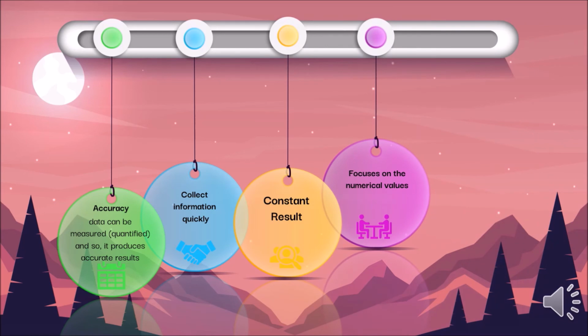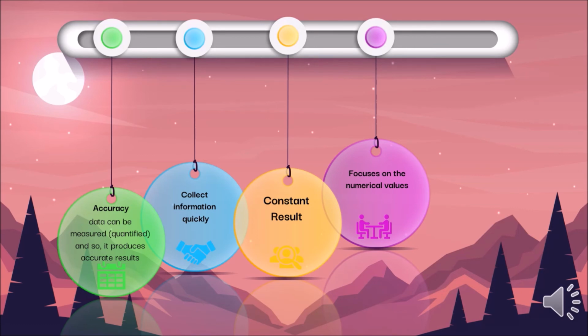Now, let's take a look at the advantages of this quantitative observation. The first is an accurate result. The data that can be measured from this quantitative observation will produce an accurate result. The second one is that information is collected very quickly, because we just focus on the numerical value. The third one is constant results. With this quantitative observation, we will gain constant results.